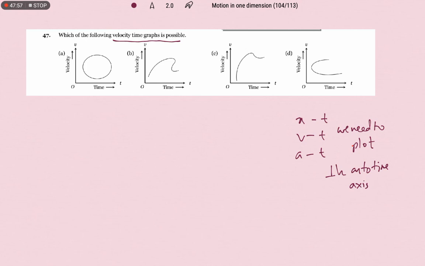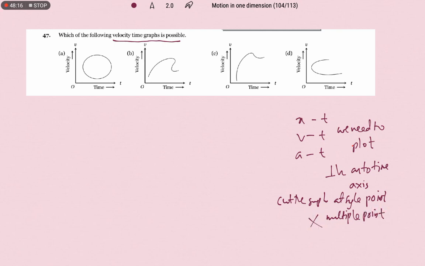So if that perpendicular cuts the graph at a single point, then the graph will exist. If it cuts at multiple points, then the graph never exists.